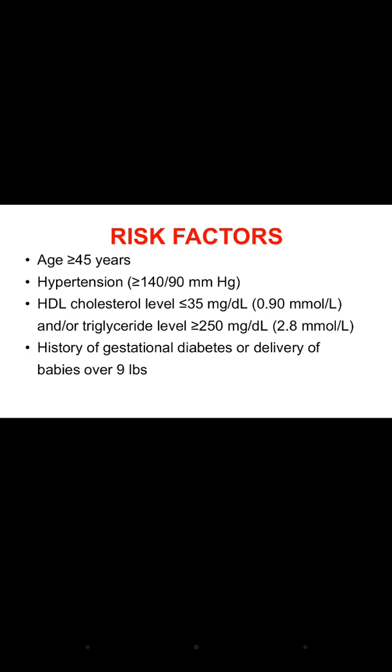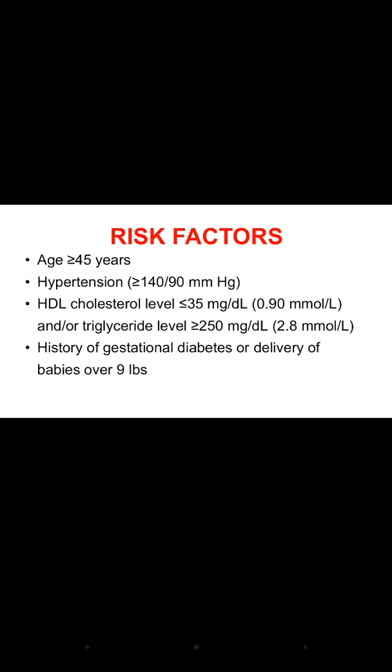Now what are the risk factors for diabetes mellitus? First, if the age is 45 years or more, the person is more prone to developing diabetes mellitus. The person is hypertensive, the blood pressure is more than or equal to 140 by 90 mm of Hg. When the HDL cholesterol levels, which is a good cholesterol, are less than or equal to 35 milligram per deciliter or 0.90 millimole per liter, and or triglyceride levels are equal to or more than 250 milligram per deciliter, that is 2.8 millimole per liter.